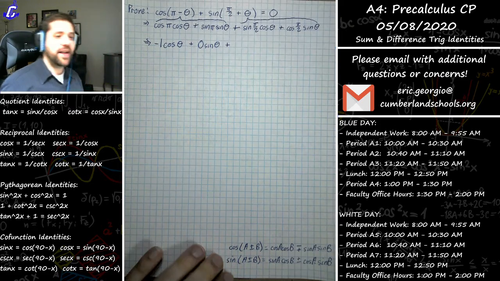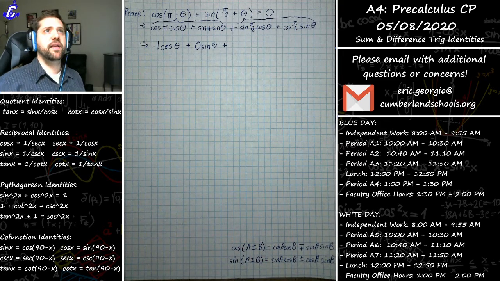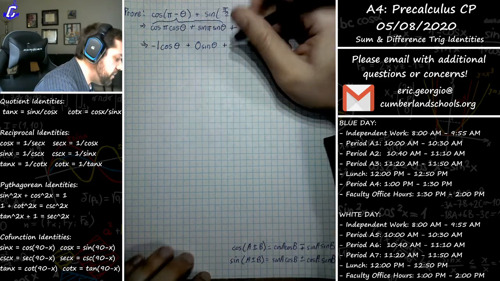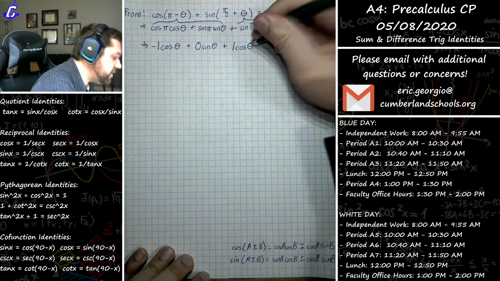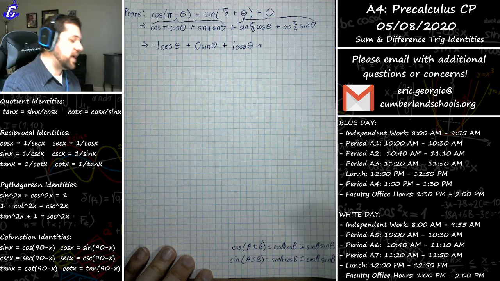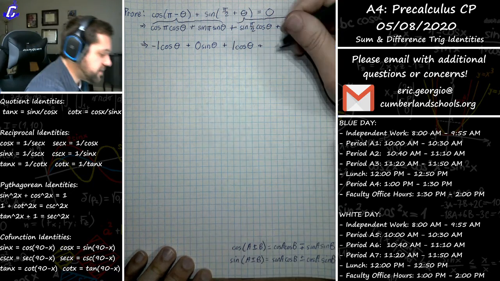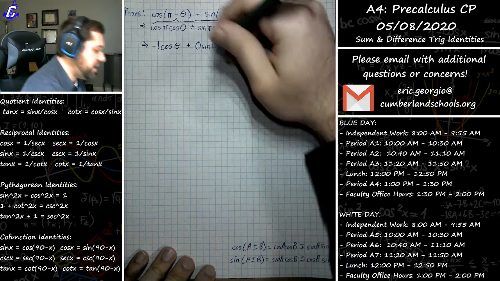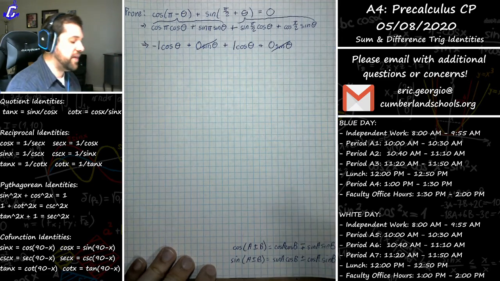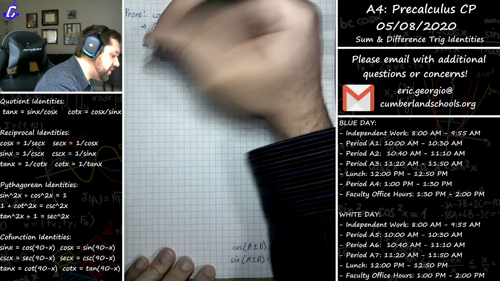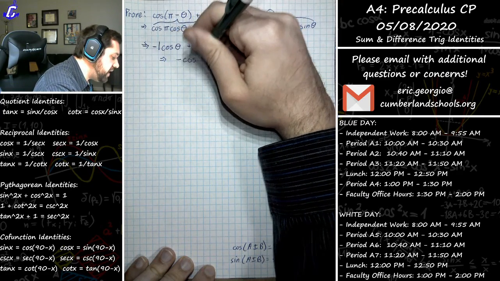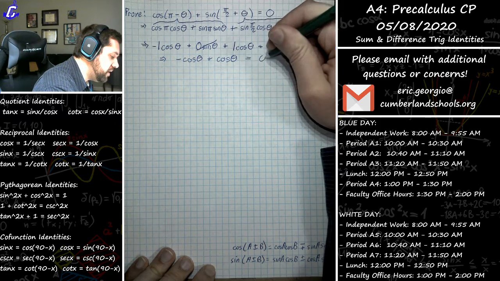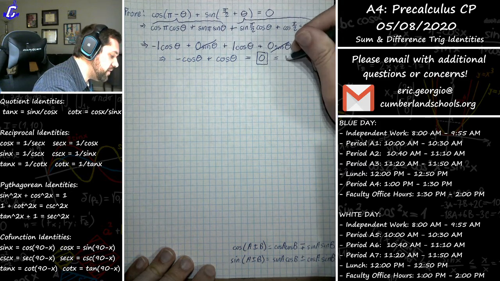Plus, the sine of pi over 2. Pi over 2 is straight up and down. That's 90 degrees. So the sine of 90 degrees is 1, times the cosine of theta. Maybe you already see where this is going. Plus, cosine of pi over 2, again 90 degrees, that's 0 times the sine of theta. Look at what we have going on here. 0 times sine of theta and 0 times sine of theta are going to cancel out. I am now left with -1 times the cosine of theta plus 1 times the cosine of theta, which of course is going to equal 0, the same as the right-hand side.